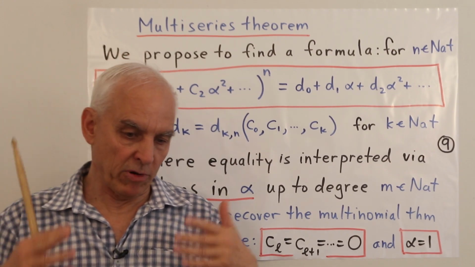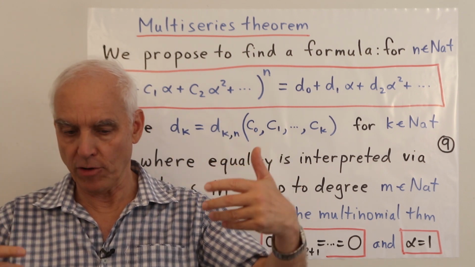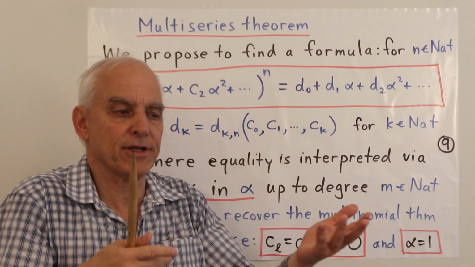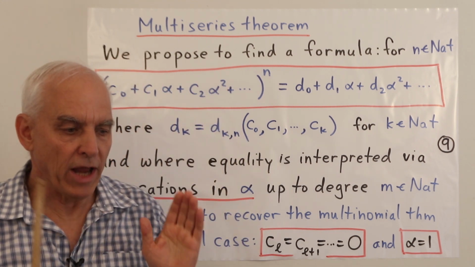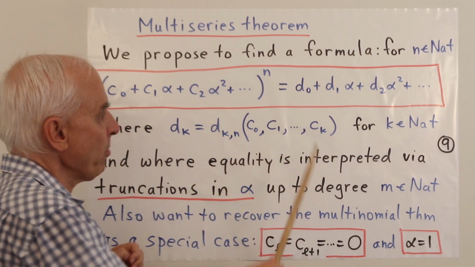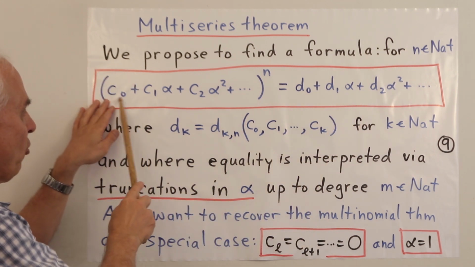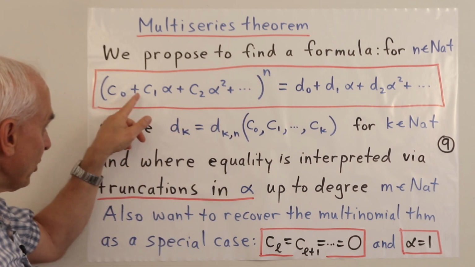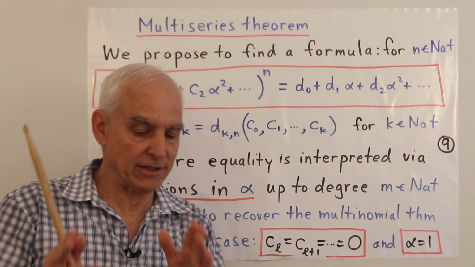So here is what I propose is a good framework for thinking about the extension of the multinomial theorem to having an ongoing number of constituents. The Multiseries Theorem. We're going to aim for a statement of the following kind. We're going to propose to find a formula that for n, a natural number, if we look at this thing here, there's c0 + c1 alpha + c2 alpha^2 and so on. I'm using c's instead of a's so that we don't get the a's and the alphas mixed up. Alpha is our favorite polynumber. It's a familiar polynumber.